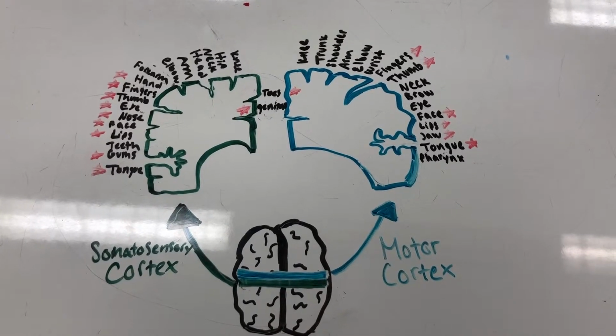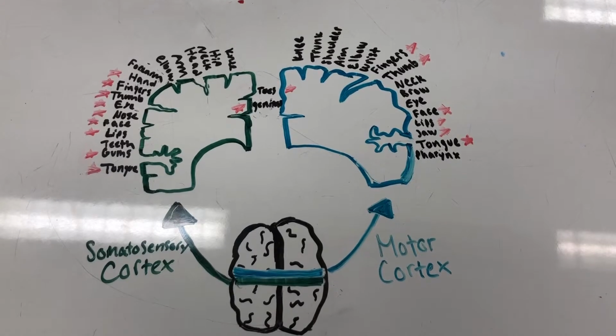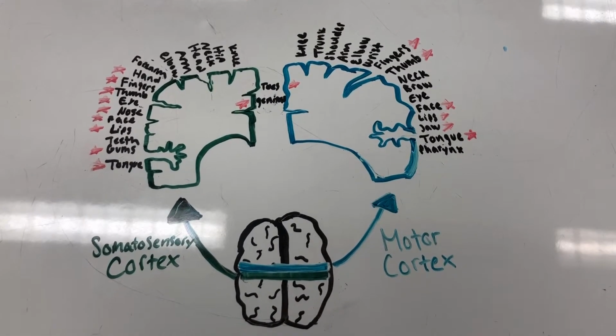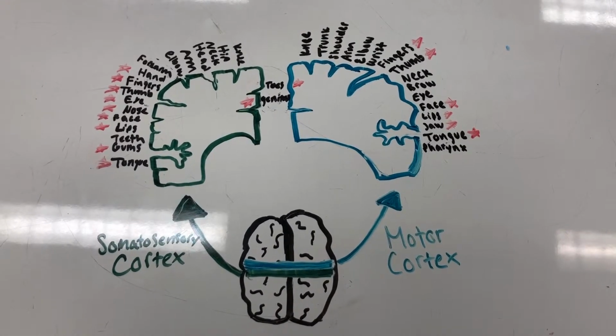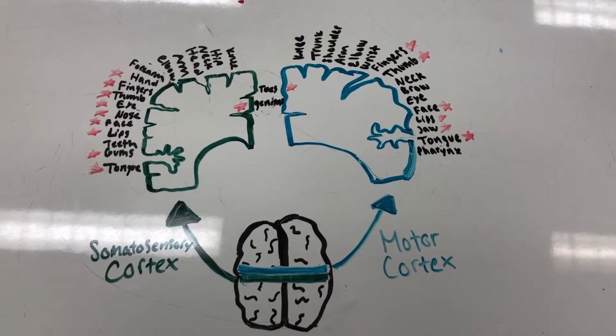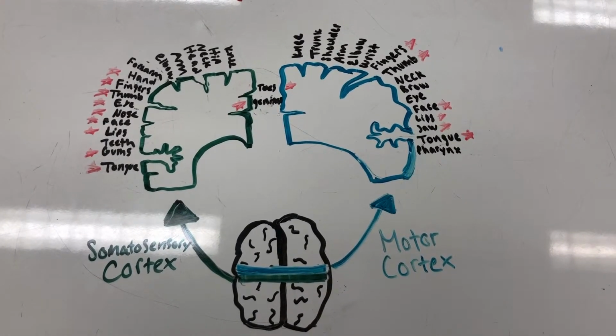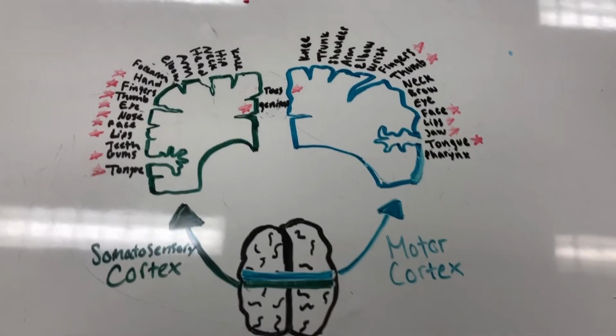The homunculus is generally organized according to the body's organization of how body parts are linked to one another. It is organized in a bottom-to-top fashion where the toes are at the top of the cortex. As you move down the cortex, the homunculus maps for higher parts of the body.